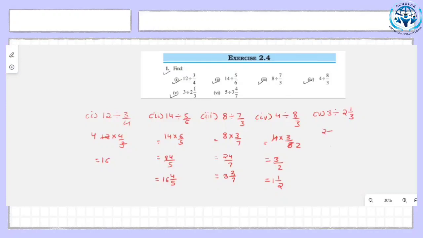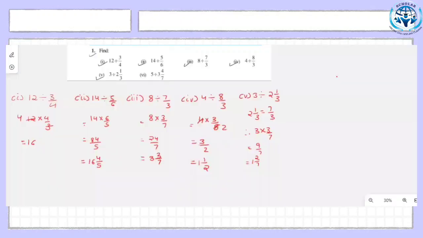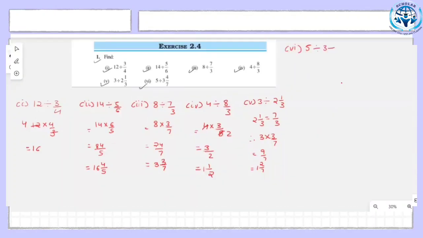Fifth one, 3 divided by 2 1 by 3. 2 1 by 3 is equal to 2 3s are 6, 6 plus 1 is 7, 7 by 3. That means 3 multiplied with 3 by 7, 3 3s are 9, 9 by 7. 1 2 by 7 is the answer in mixed fraction.